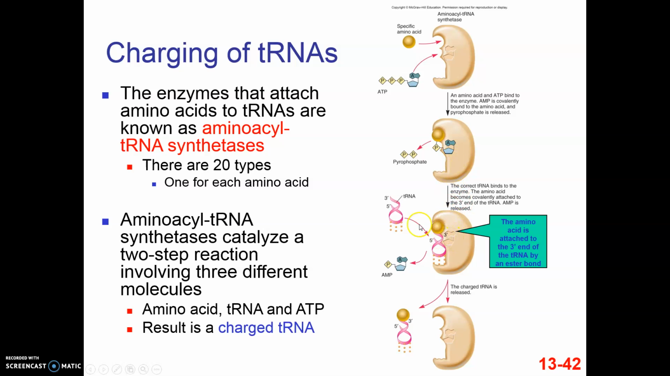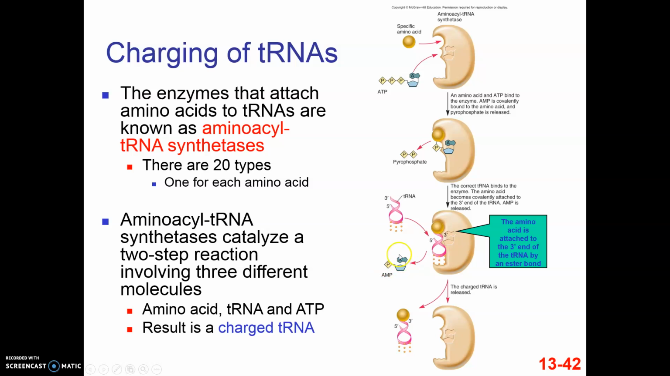Then we bind the transfer RNA. It will bind into the site here. At this point, we essentially replace this AMP-modified amino acid with the actual transfer RNA, and releasing this AMP is what provides the energy for that coupling to occur.